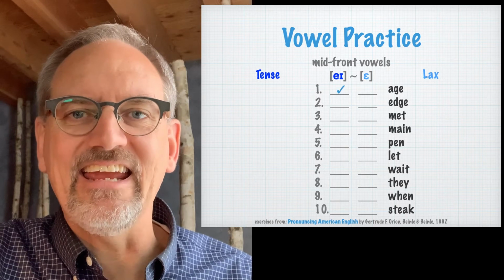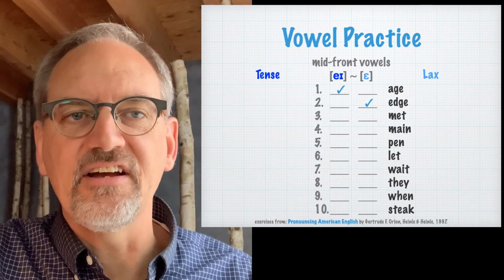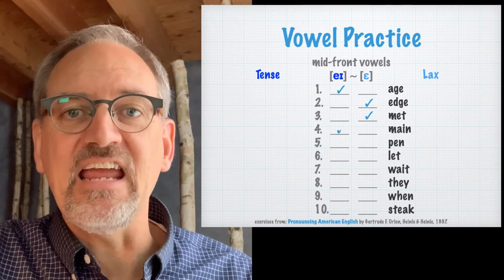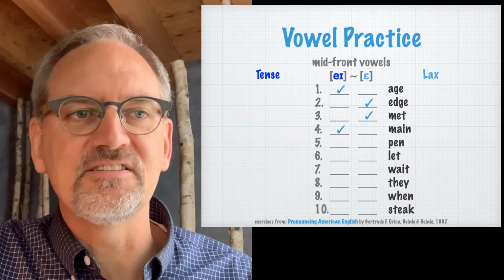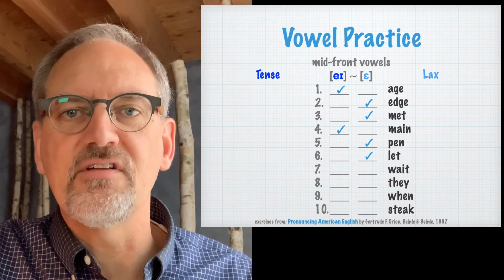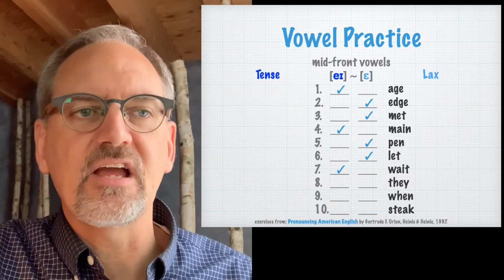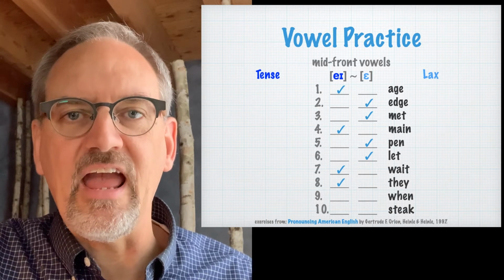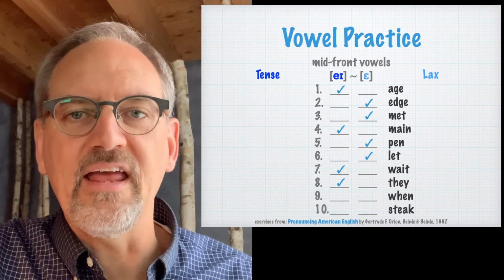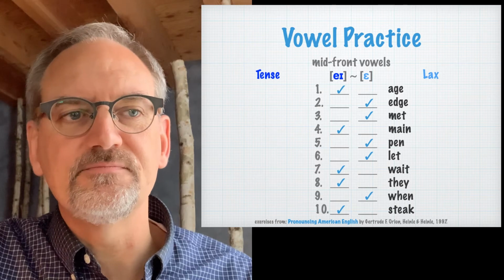So for number 1, age is a tense vowel a, but edge is a lax vowel e. Met is also a lax vowel e, met, but main is a tense vowel, main. Pen is a lax vowel e, and so is let. They both have the vowel e. But wait is the tense vowel a. They is also pronounced with the tense vowel a. When is pronounced with the lax vowel, and stake is with the tense vowel.